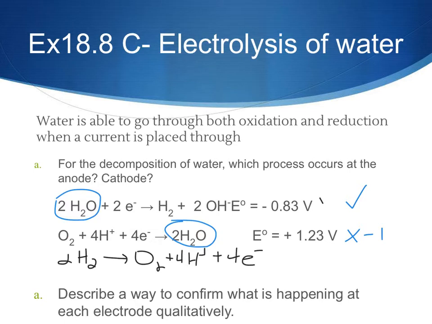Now we do need to multiply this one times 2 in order to have 4 electrons at the anode and the cathode. So we would get those 4, oh, I missed that there. We would get 4 H2Os plus 4 electrons make 2 H2s and 4 OH minuses. That tells us which ones happen at the cathode and the anode. The reduction happens at the cathode, and the oxidation that we reversed happens at the anode.